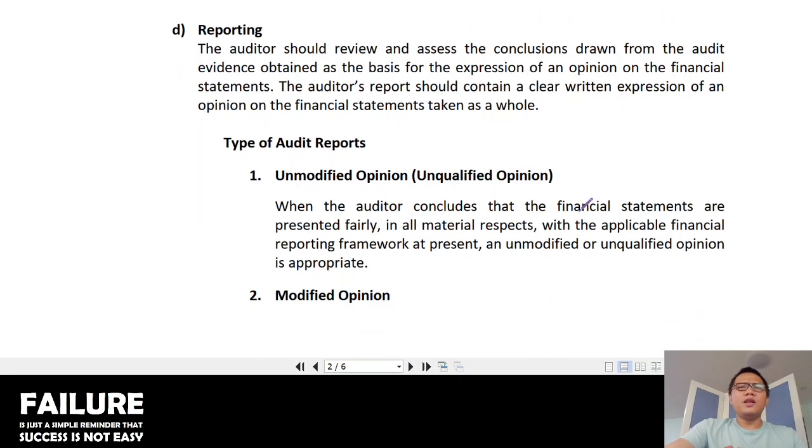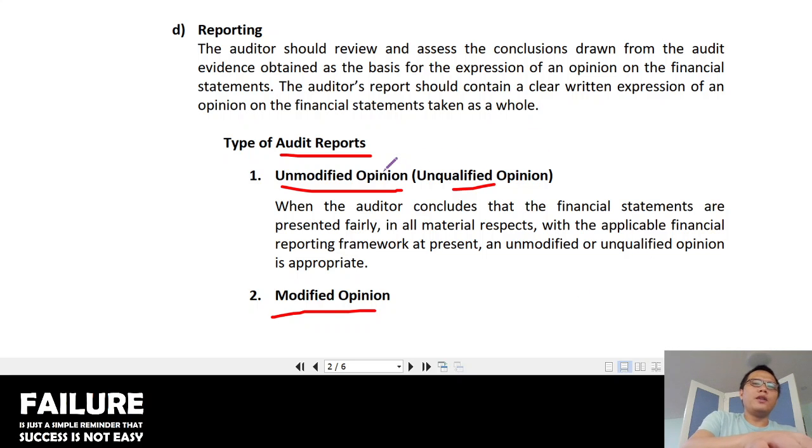Okay. So, in general, there are two types of report. And by the way, class, pag sinabi po natin na reports, basically, we are giving an opinion. As stated earlier, ito yung purpose talaga natin sa audit. The objective of external audits is basically to give an opinion on financial statements. So, in general, there are two types of opinion na pwede nating ibigay: unmodified or unqualified, and modified opinions.